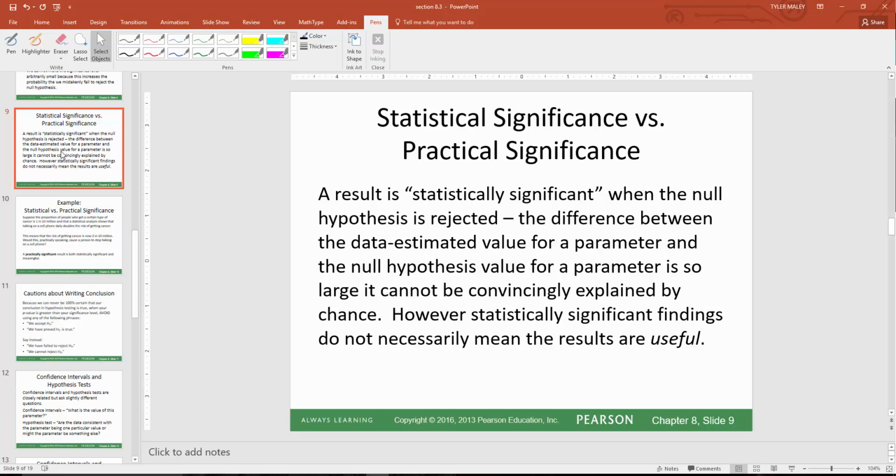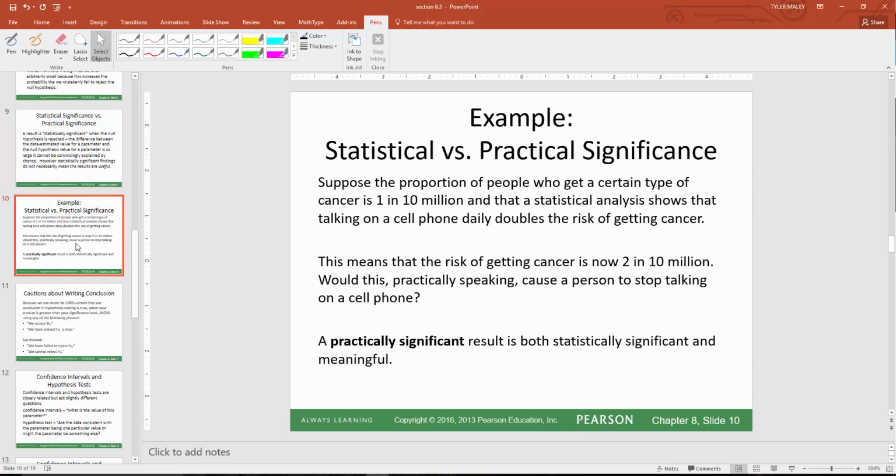However, statistical significance findings do not necessarily mean the results are useful. So we have to consider that. Here's an example. Suppose the proportion of people who get a certain type of cancer is 1 in 10 million, and a statistical analysis shows that talking on cell phones daily doubles the risk of getting cancer. In other words, instead of 1 in 10 million that get this cancer, now we have 2 in 10 million. So just because we have statistical significance here, is it practically significant?